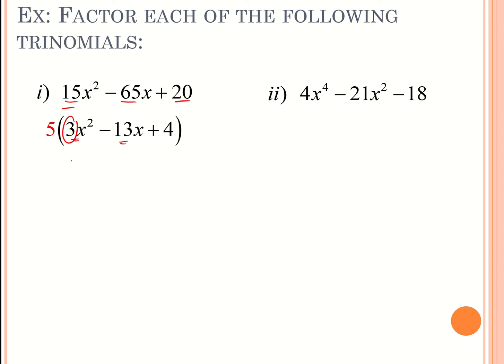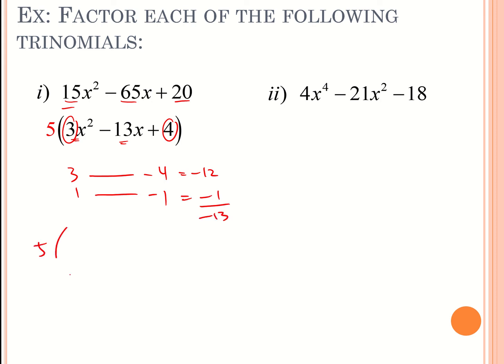You have a 3 here, so 3 and 1. I'm going to use a crisscross. It's up to you whichever one you want to use. Just crisscross because I don't have a lot of time left. This is 4, so 4 and 1. Since you're minusing, they're both negative. So find a way to create negative 13. 3 times negative 4 is negative 12. 1 times 1 is negative 1. That gives me negative 13.